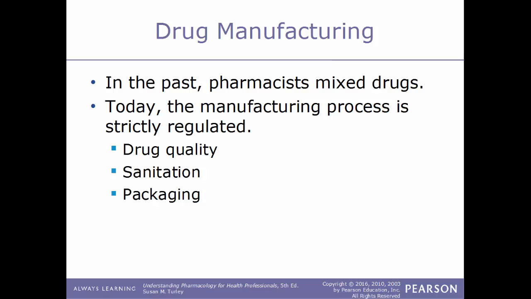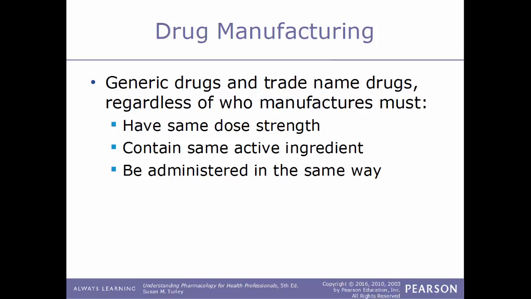All right, now move on to drug manufacturing. Now in the past, pharmacists would commonly mix drugs. And today, of course, the manufacturing process is a lot more regulated, especially when it comes to drug quality, sanitation, and packaging of drugs. Now, generic drugs and trade name drugs, regardless of who manufactures them, must have the same dose strength, they must contain the same active ingredients, and they both must be administered in the same way.